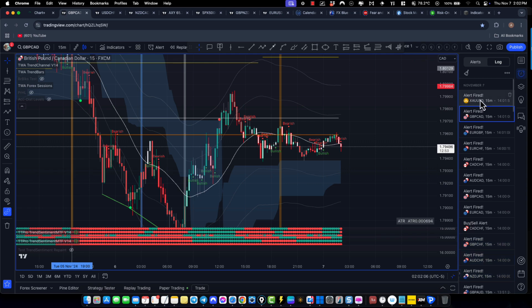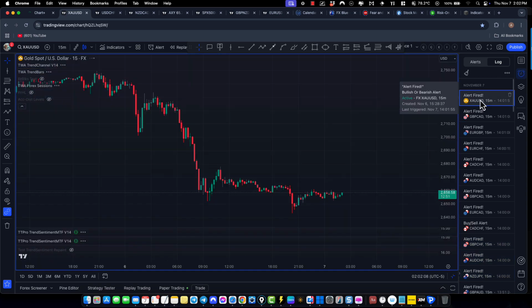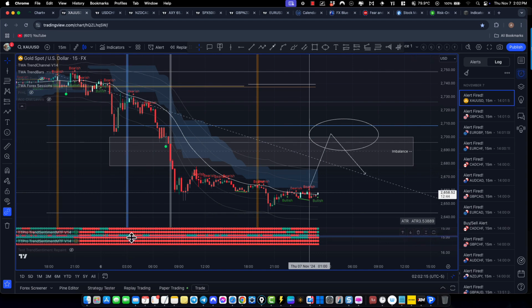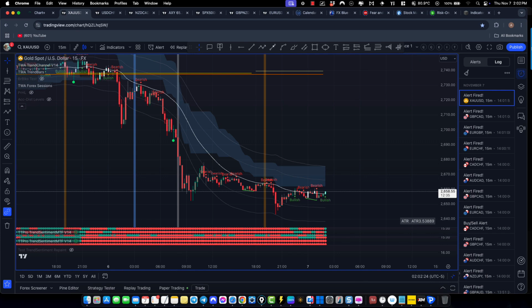Okay, traders, I'm going to run through our signals and give you a bit of a heads up as to how I'm going to be trading the trend sentiment alerts. Gold. So we had a sell signal insofar as all the dots on these 6 bars here are red. Okay, that's quite a good signal.